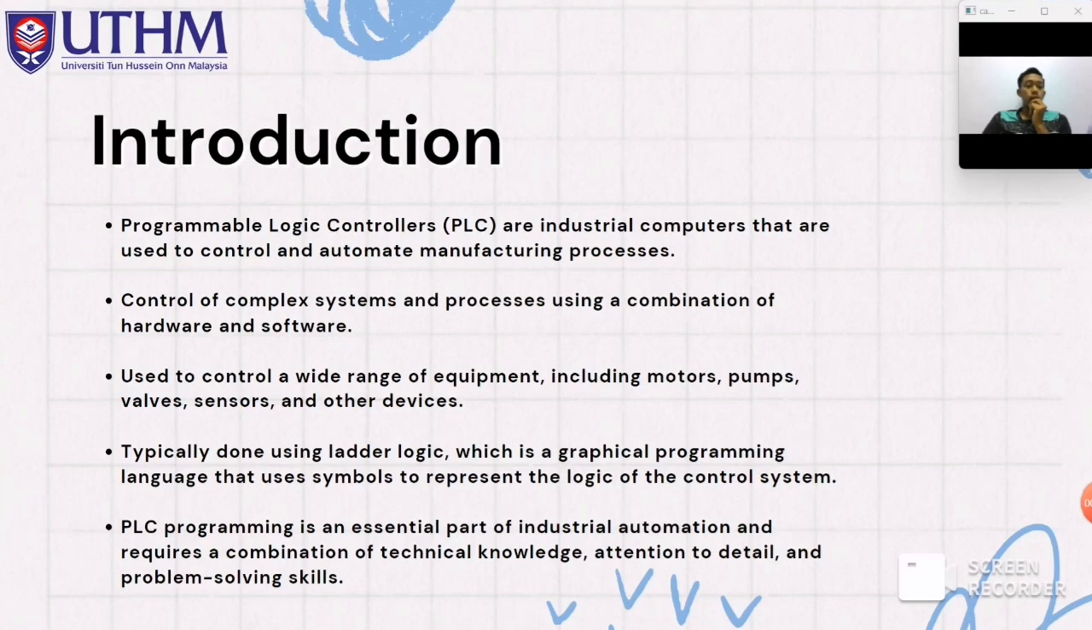This is typically done using ladder logic, which is a graphical programming language that uses symbols to represent the logic of the control system. Lastly, PLC programming is an essential part of industrial automation and requires a combination of technical knowledge, attention to detail, and problem solving skills. We will use this in this project. We will use PLC to solve our problem.